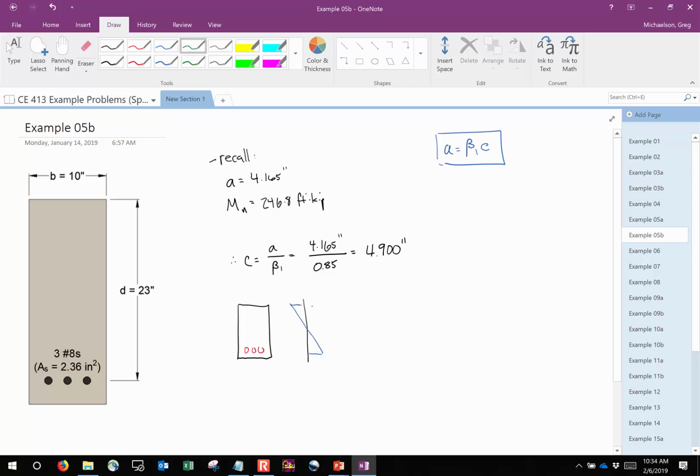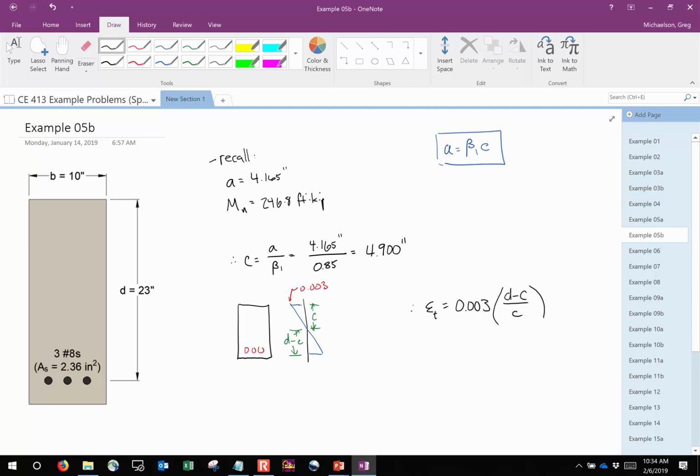So this dimension right here is C. Anybody know what this dimension is? Anybody remember? D minus C. And then what is this strain value up top? What's it always for every concrete? 0.003. So what we can do is use similar triangles to solve for that strain in that lower region of steel.